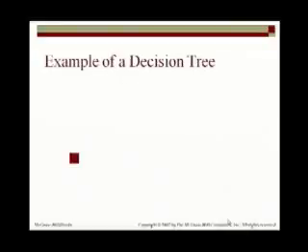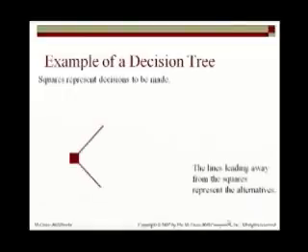Here's a start of a decision tree. Squares in our decision tree will represent decisions and circles will represent information. So we start out with a very simple decision: should we study finance or should we not study? And those are pretty much the only two options we have. Either we do or we don't.